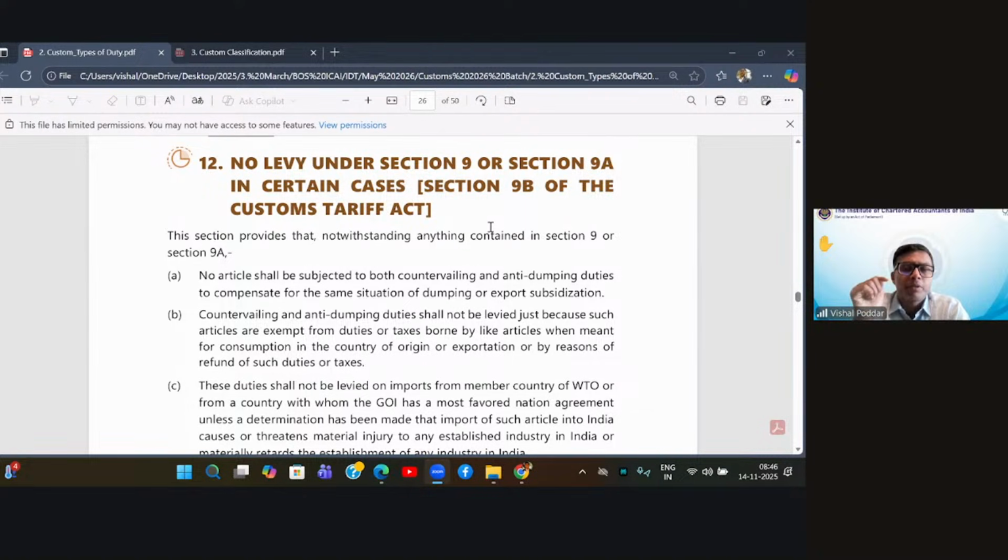Now, it should not happen that for the single reason, both duties are levied. Hence, 9B has been inserted, which says that no goods will be subjected to both these duties to compensate for the single situation, which may be either dumping or subsidy. So, for one reason, only one duty should be levied, not both. This is the point.